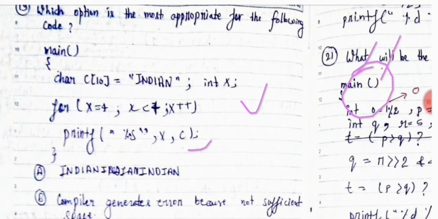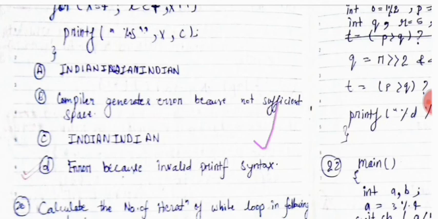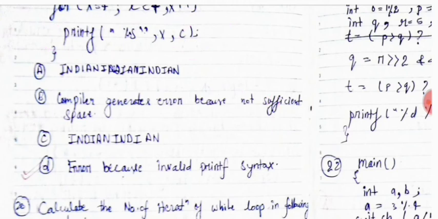So here the program is defined. There are 4 options. Option A, Indian 3 times. Option B, compile time error because not sufficient space. Option C, Indian 2 times. Option D, error because invalid printf statement. So yes, D is correct. Why? Because the printf statement is invalid. Here x is represented with %d, which is integer type, and c is represented as character size. So it is the wrong syntax of the printf statement.